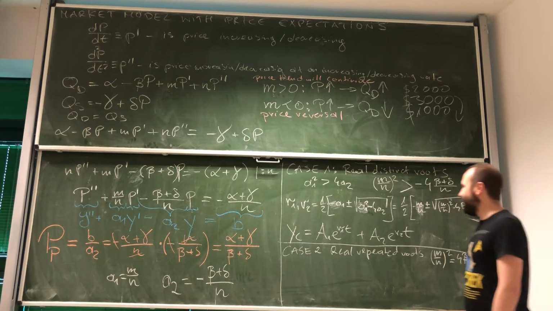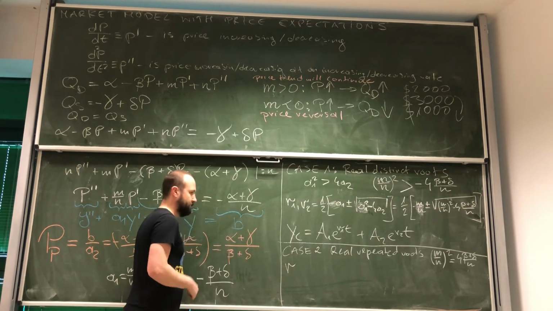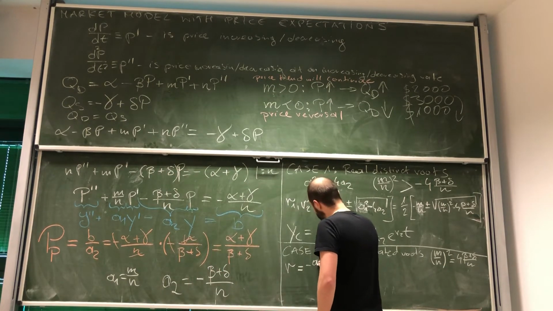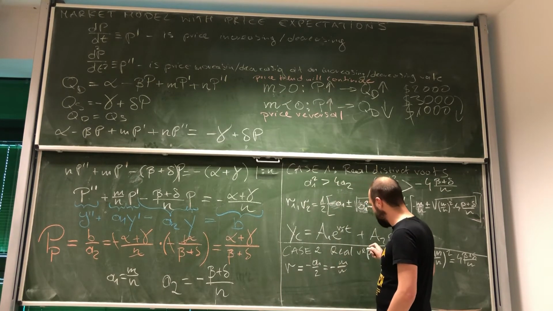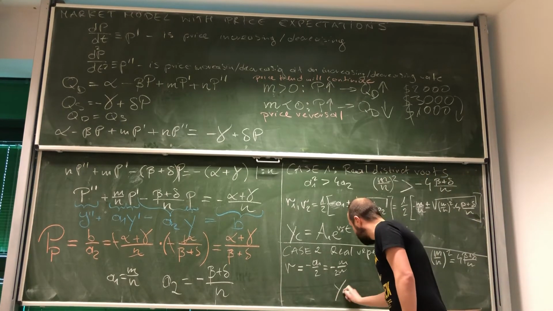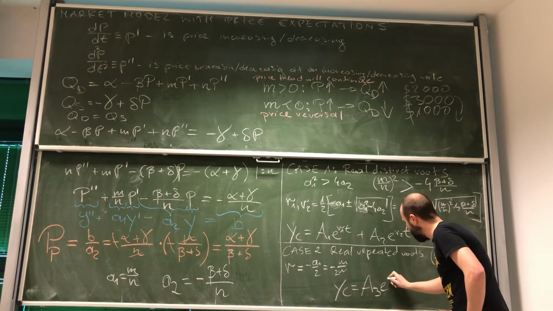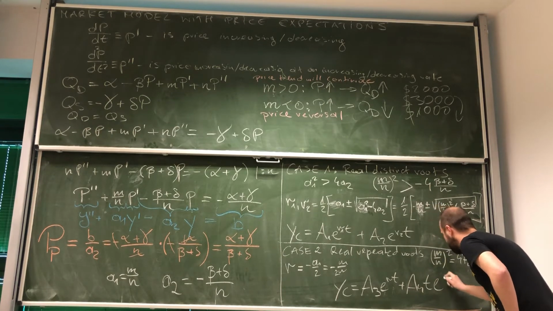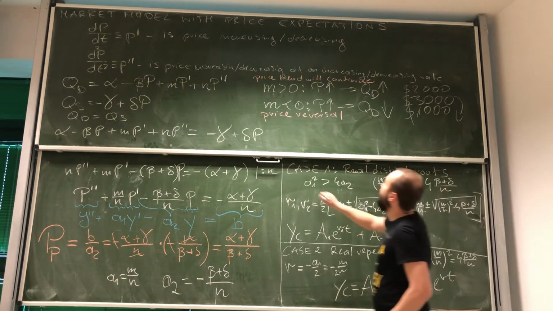In this case, we've got just one repeated solution, and this is negative a1 over 2, or in our case, negative m over n over 2n, and the complementary function is given by a3 e to the power rt plus a4 t e to the power rt.